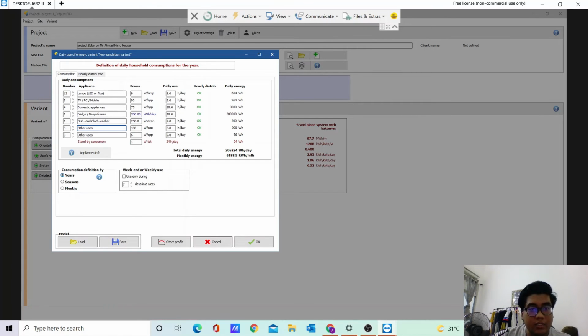And the total daily energy is 284 watt-hours per day, and the monthly energy is 600. Monthly energy is on average 6,188.5 kilowatt-hours. This is for the user's needs.